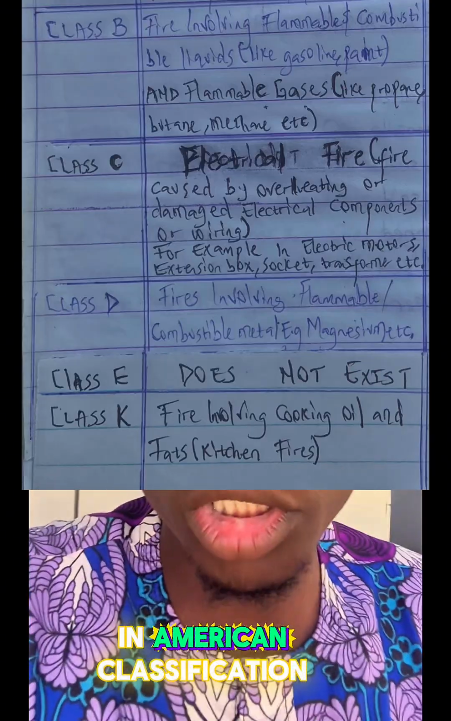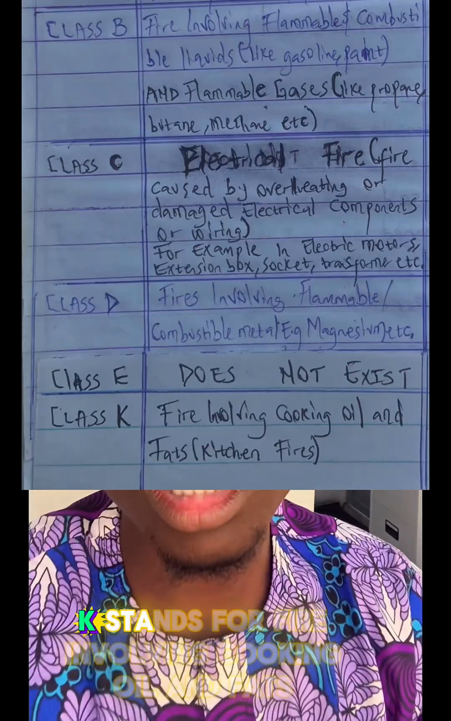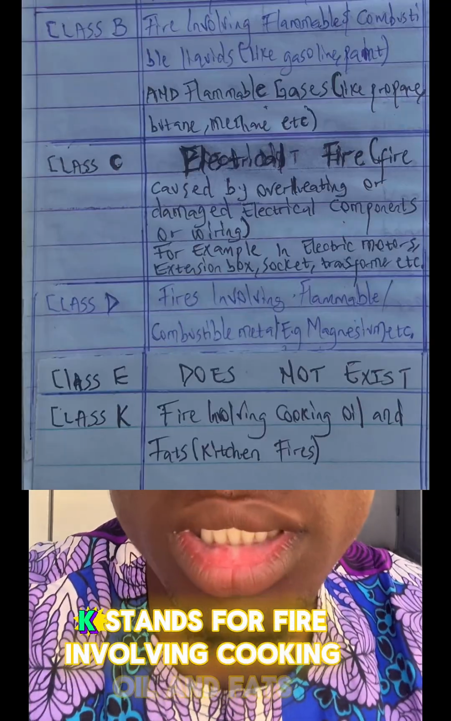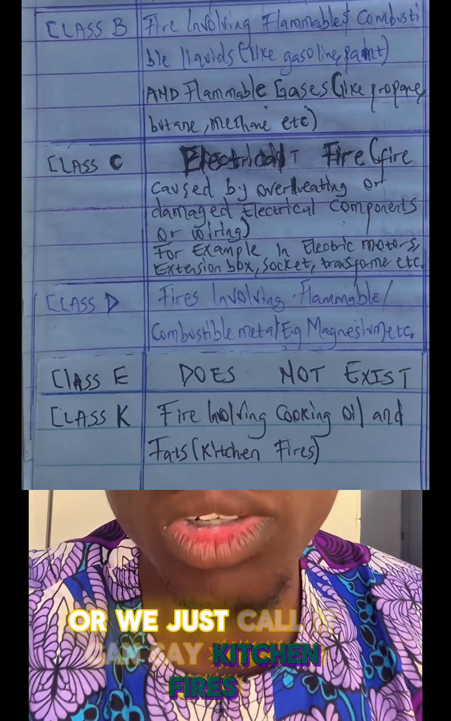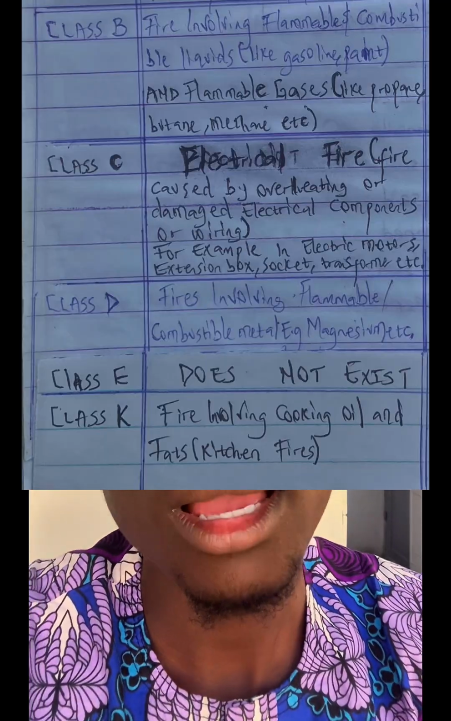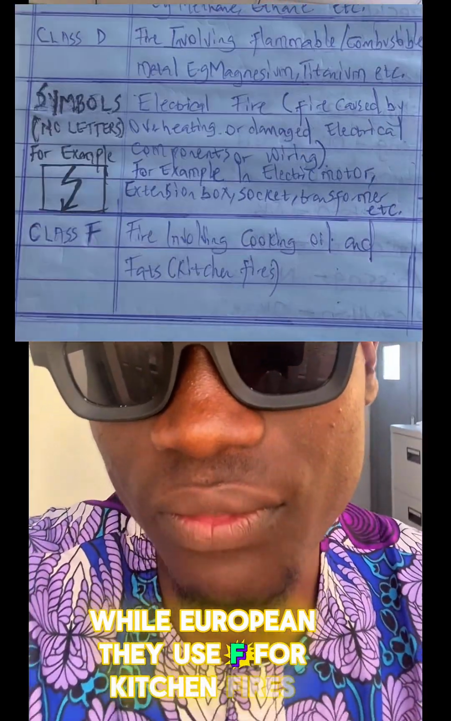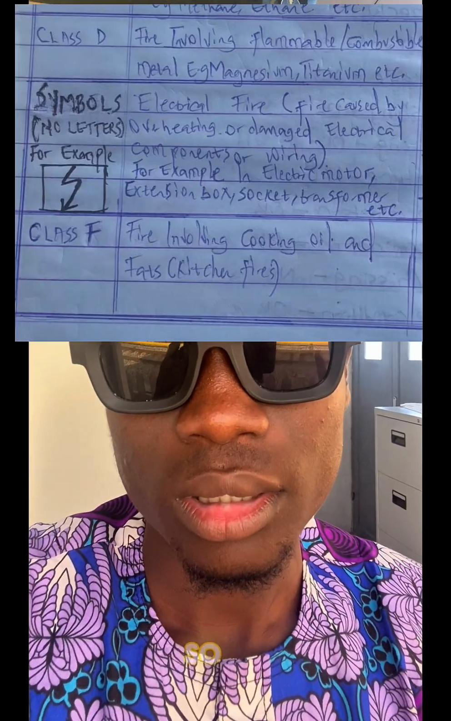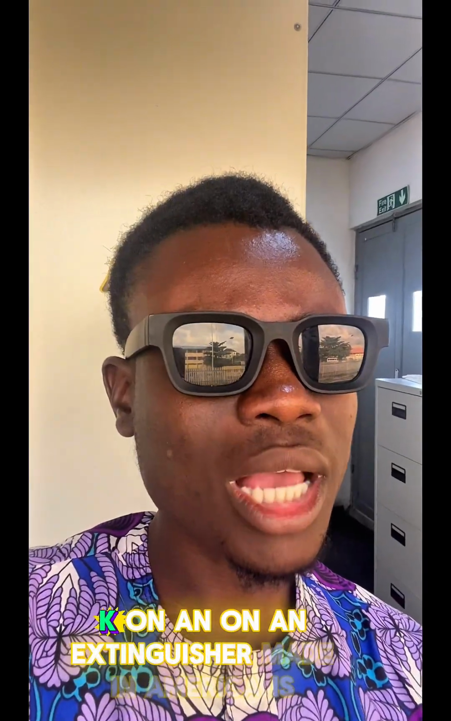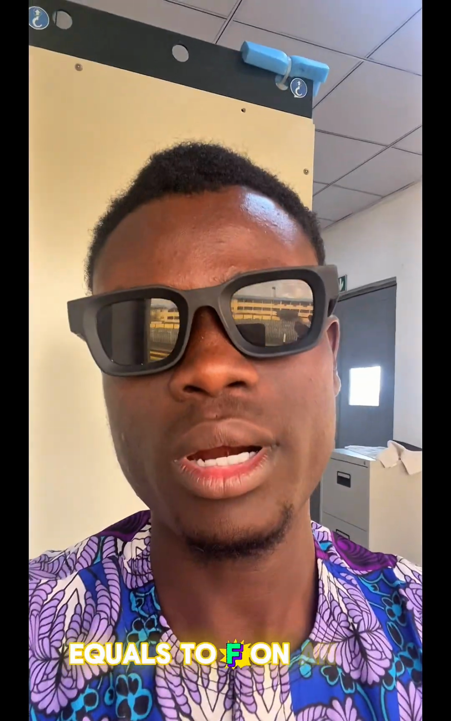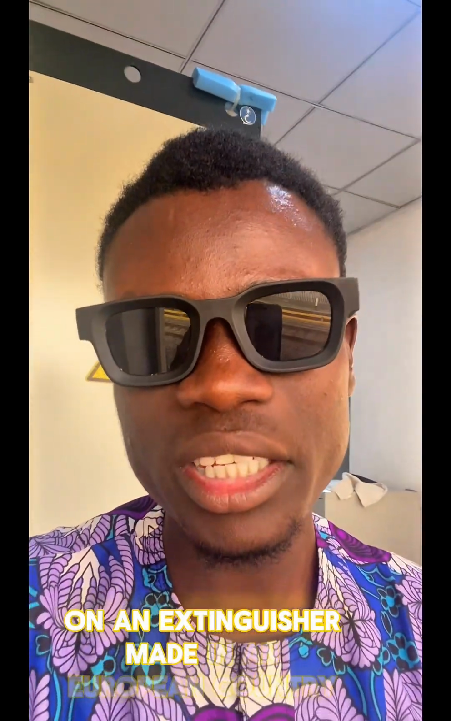In American classification, K stands for fire involving kitchen oil and fat. We just call it kitchen fires. While European, they use F for kitchen fires. So K on an extinguisher made in America is equal to F on an extinguisher made in a European country, say like Spain, France, Germany, and the rest.